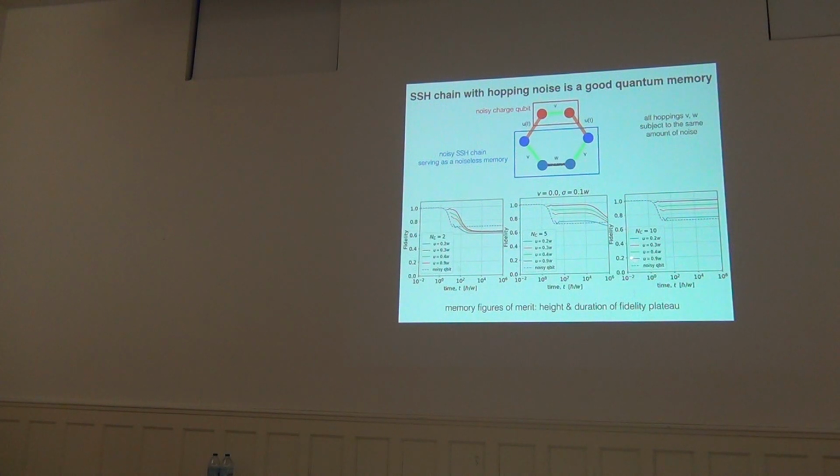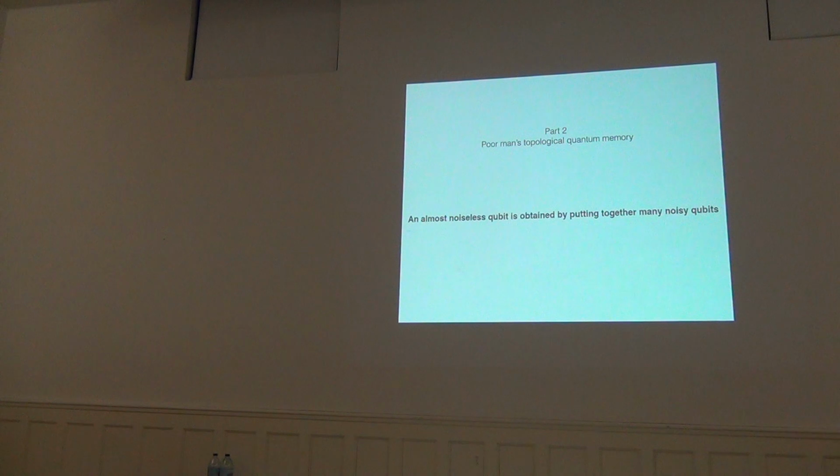The best thing is if you look at this red curve, and this is what you see, the fidelity is getting much closer to 1 compared to this dashed line, which is the charge qubit. So indeed you get a good quantum memory, and the memory has a longer lifetime, because the lifetime was this one, like 10 units in some units. And then if I use the SSH chain as a quantum memory, then this is getting longer. This is the conclusion of the second part, and I will soon stop. An almost noiseless qubit is obtained by putting together many noisy qubits.